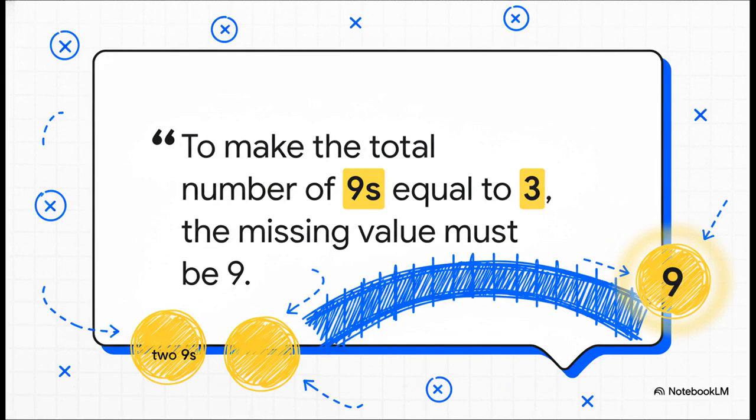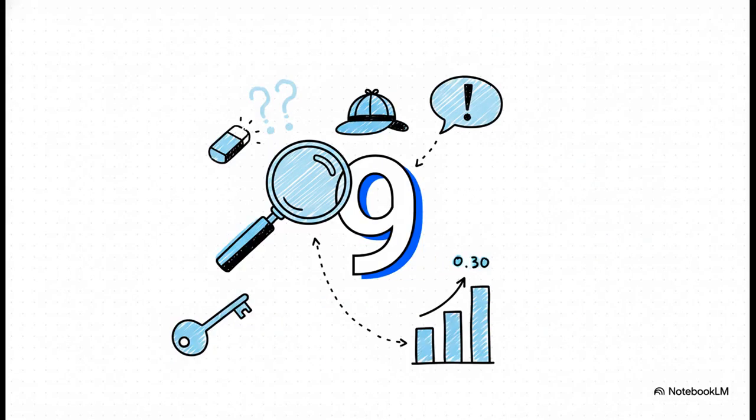And that leads us to the only possible conclusion. The only way to bridge that gap between the 2 9s we can see and the 3 9s we know we need is if that missing value, our mysterious X, is itself a 9. And there it is. Case solved. X equals 9. It's the only value that makes the relative frequency of 0.30 true. It's a simple, kind of elegant solution that we found just by using one key clue.